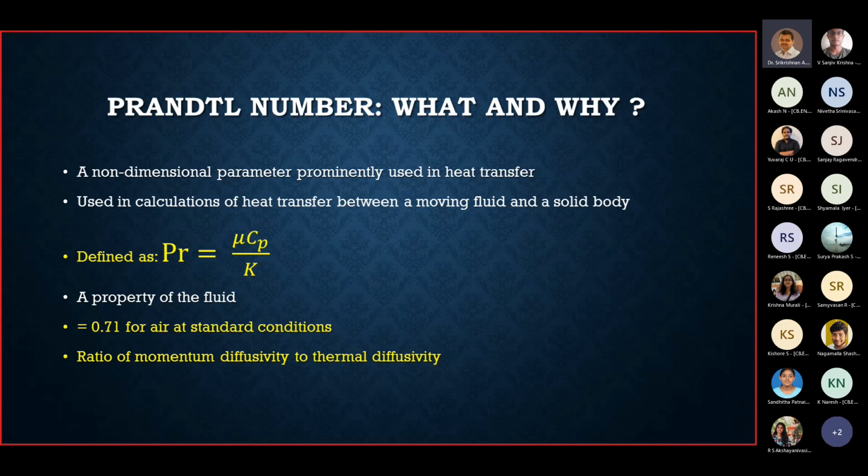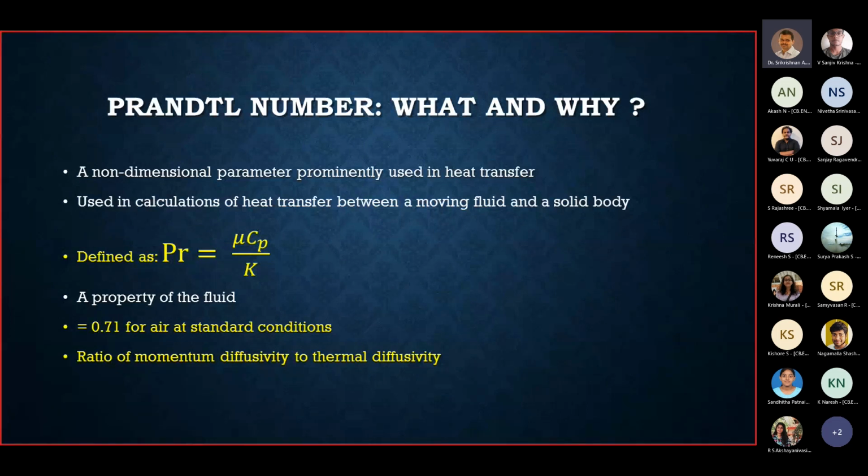Many times you may assume it to be constant, but Prandtl number, strictly speaking, is a function of temperature, which in turn means that the property listing can be with respect to temperature. So for water or air, you can have for such a temperature, this is the Prandtl number. And similarly, over a range of temperatures, you can have the listing of Prandtl numbers.